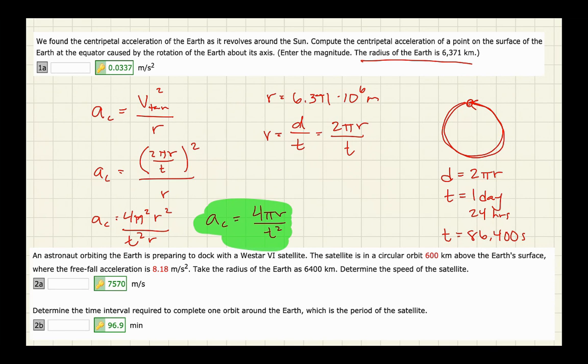Correction, it's not 4 pi r over t squared, it's 4 pi squared r over t squared. Forgot to carry that squared forward. 4 pi squared r.